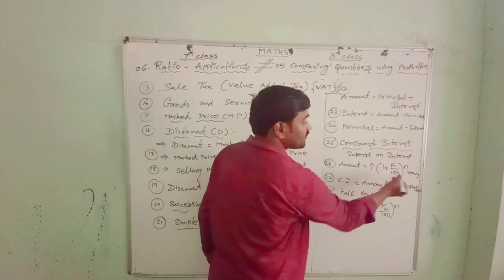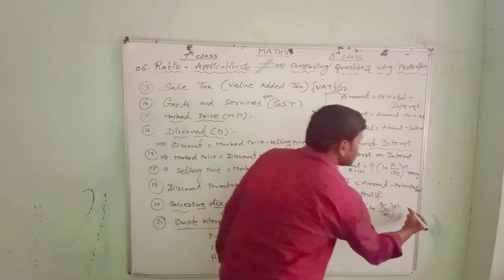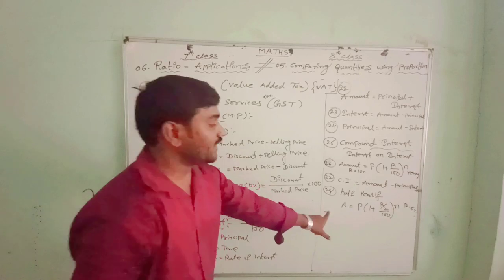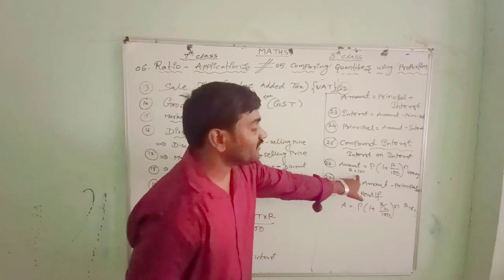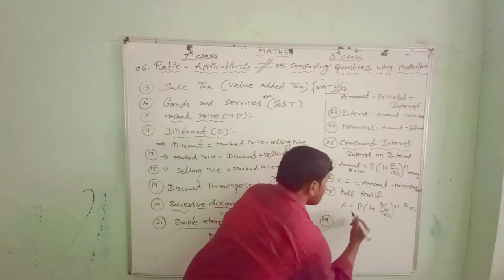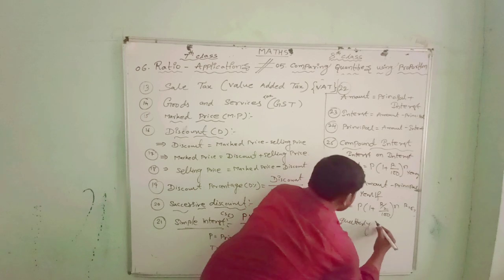Suppose here the rate of interest for yearly is 10%. If R equals 10%, here R equals only 5%. This R becomes 5%, because this is half yearly, so the rate of interest becomes half. That is 5%. Now we go for quarterly.